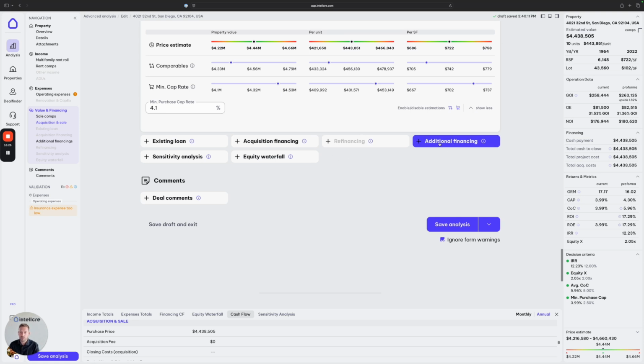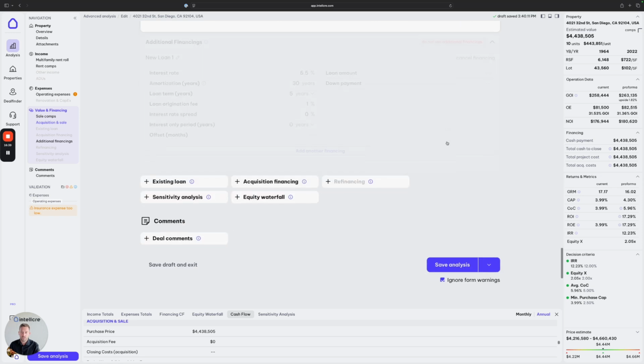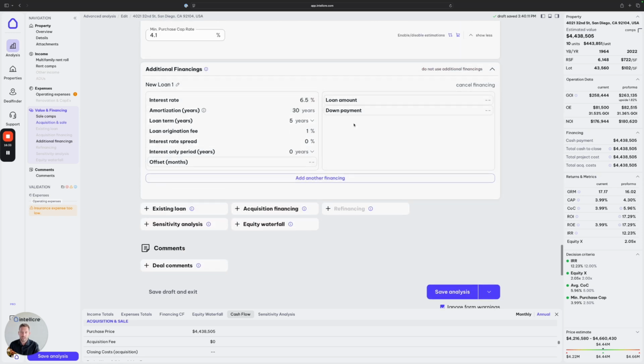If we want to model any bridge loans or any additional financing, we can use the additional financing. And of course, this is just going to be without the DCR, right? This is just going to be a loan amount and down payment, and this is going to be offset. So depending on when in our whole term we are thinking of doing this additional financing or bridge loan, we can model that here. So that's everything regarding the financing scenarios.